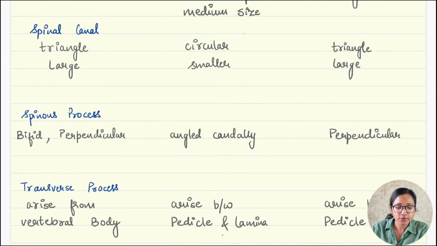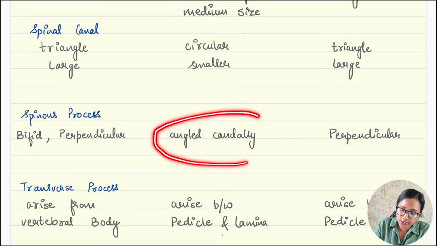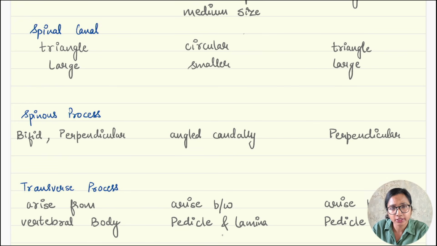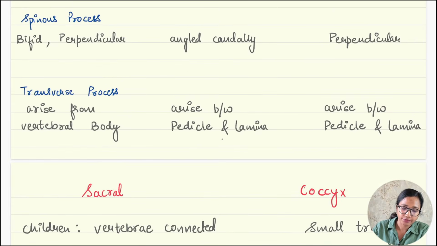The spinal canal is smaller and circular in the thoracic vertebral body, and it is triangular and large in the lumbar vertebral body. The spinous process is bifid in the cervical vertebral body and perpendicular to the axis of the spine. The thoracic spinous processes are angled caudally. That is why we have to direct our needle carefully to reach the subarachnoid space. The spinous process of the lumbar vertebrae is perpendicular to the axis of the spine.